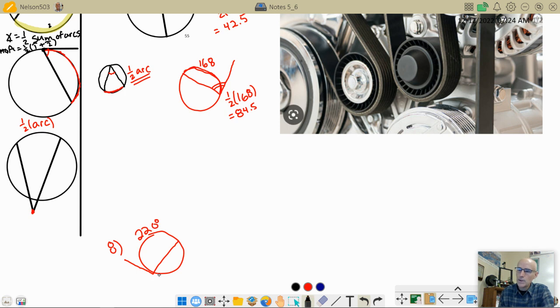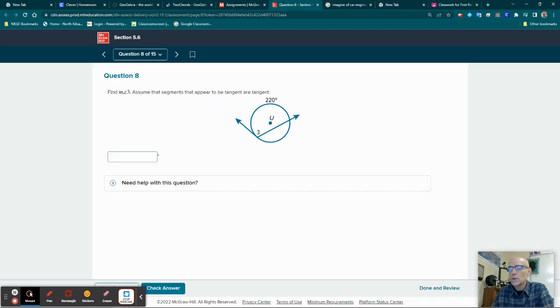Let me highlight that maybe in black. So here was my intercepted arc right over here. The vertex being on the circle, right there, that means that this angle formed by a tangent and a chord is half of that 220. So I go half of 220 and I get 110 degrees. Okay. So when you look back in your notes, you're going to be able to say, oh yeah, how did I do a problem like this?